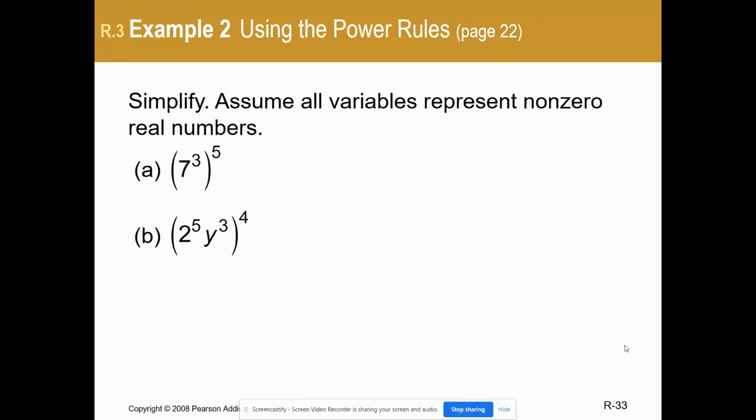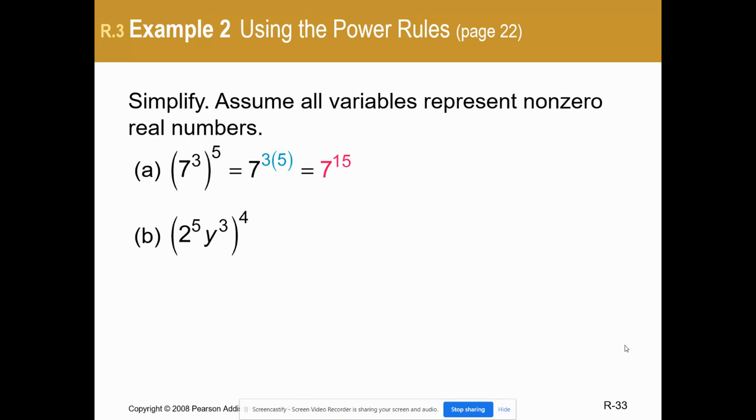Now here we have two different exponents. We have 7 to the 3rd power to the 5th power, and 2 to the 5th, y to the 3rd to the 4th power. One common way to think about this is that you're distributing the 5 to the 3 on example A, even though it's not really distribution. That would be an incorrect word to use, but I think a useful idea. Another thing to think about is that 5th power means you have 7 to the 3rd power times itself 5 times. In other words, you have 3 sets of 5 or 15, so 7 to the 15th.